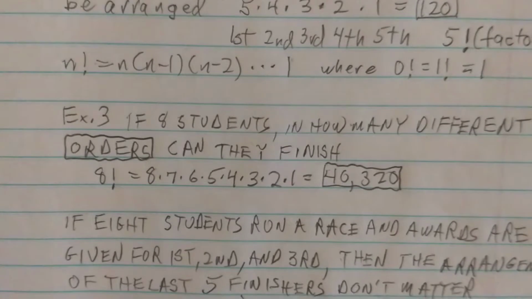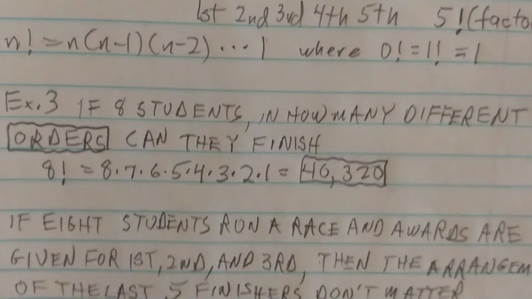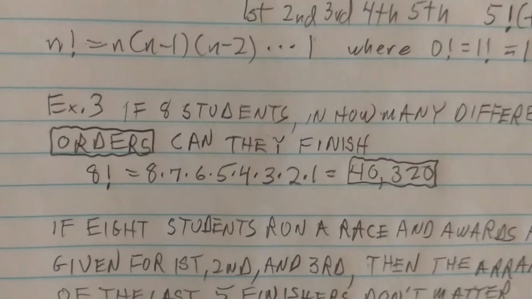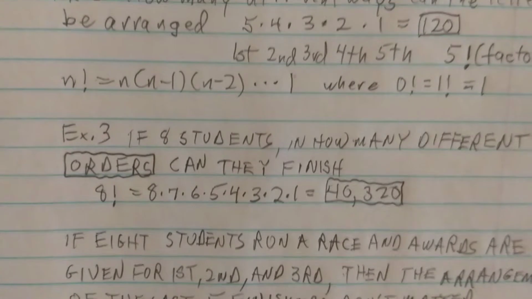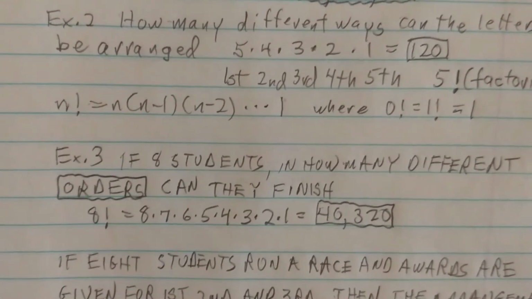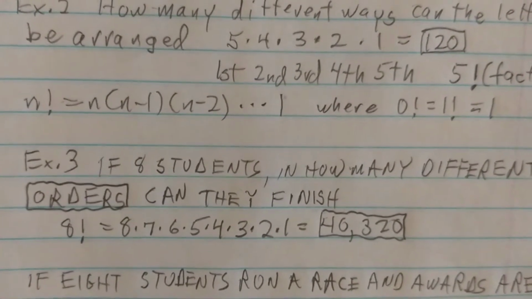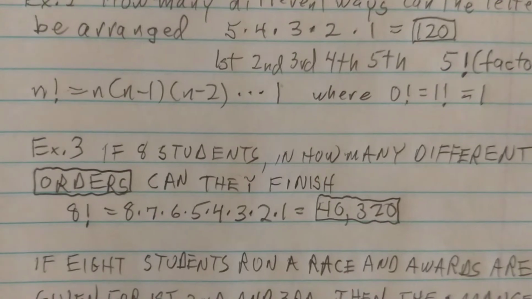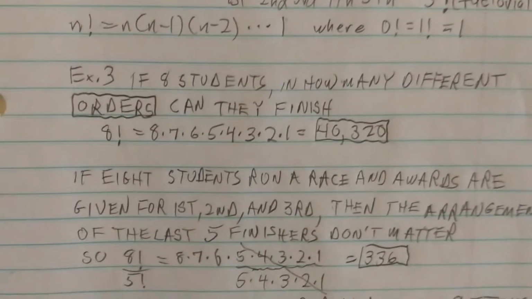Now in example 3, if we have 8 students, how many different orders can they finish in a race, say for instance? Well, that would be 8 factorial, or 8 different ones could finish first, 7 different ones could finish second, 6 and 5 and 4 and 3 and 2 and 1 and so on. Multiplying all those together gives me 40,320.